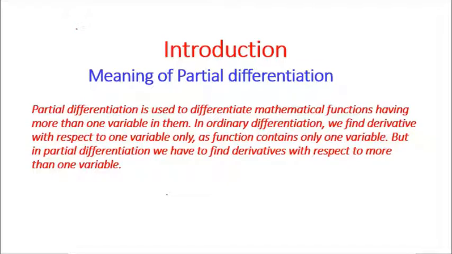So to start with, let us look at the meaning of partial differentiation. Partial differentiation is used to differentiate mathematical functions having more than one variable in them. In ordinary differentiation, we find the derivative with respect to one variable only, because a function of one variable will have only one independent variable. But in partial differentiation, we have to find derivatives with respect to more than one variable.